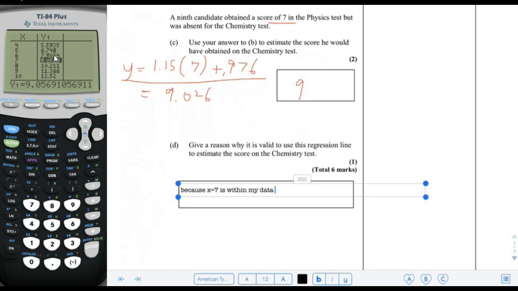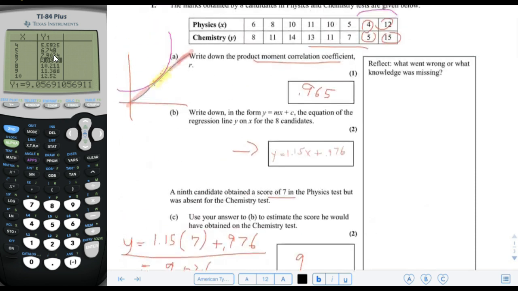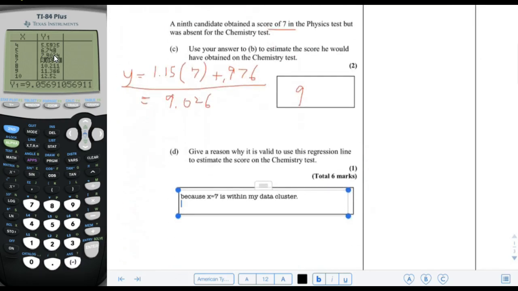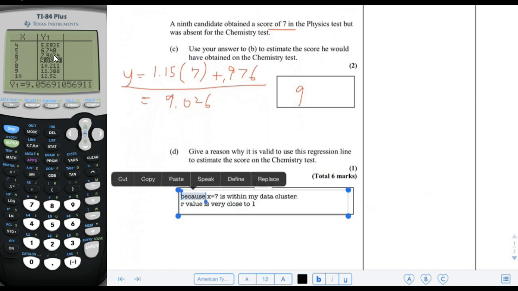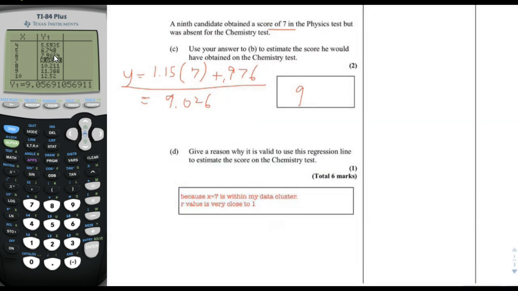And the other thing you can say is that your product moment correlation coefficient is very close to 1. It's 0.965, right? So your R value is very close to 1. And remember, if it's very close to 1 or -1, then that means that your data really is linear at that point, and so it's valid to make a linear regression line. So those two things, if you do that, you're definitely going to get full points on that. Okay, and sometimes they'll give you X outside of your data cloud, and then you need to say, well, the reason why it's not a good estimate is because that X is outside of my data cluster.